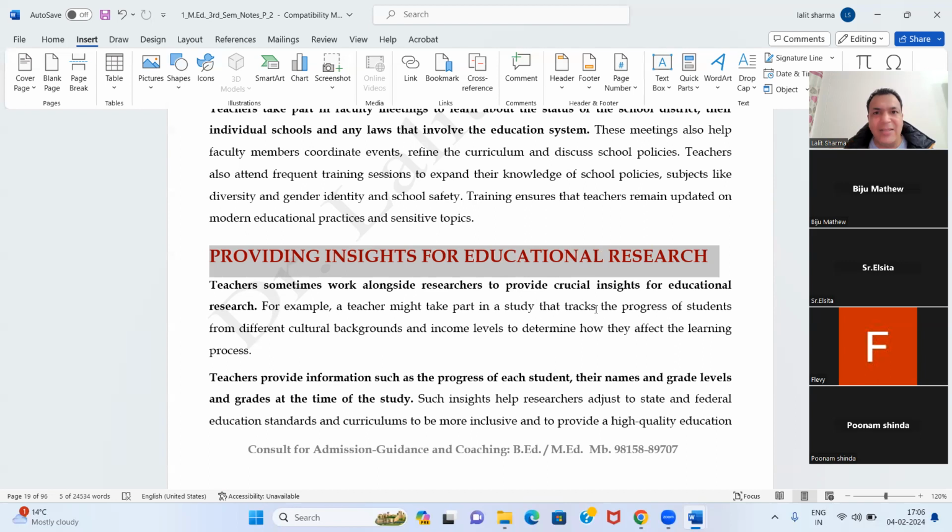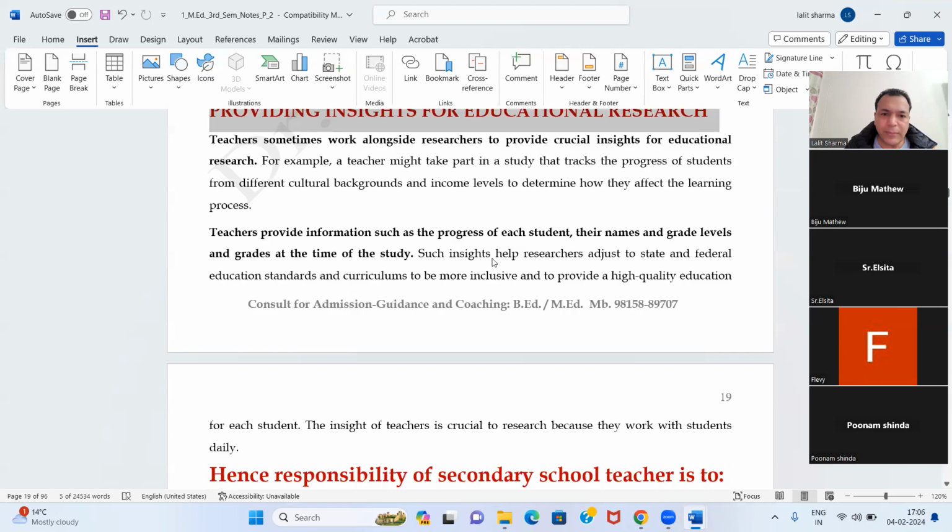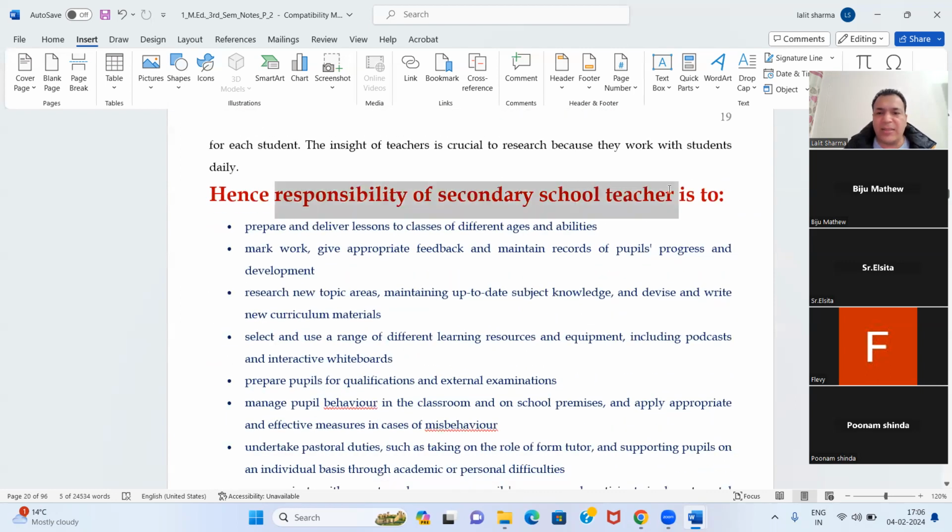So guys, I advise you, at least you should write papers, any article, and you should publish in renowned journals. Okay. After every 2 months, after every 3 months, in the whole year you can publish at least 2 or 3 papers. It is called national or international journals. Okay. It increases your professional growth. Hence, responsibility of the secondary school teacher.